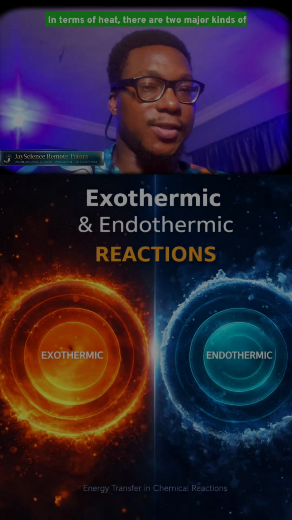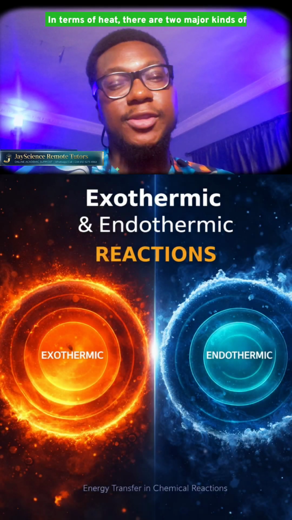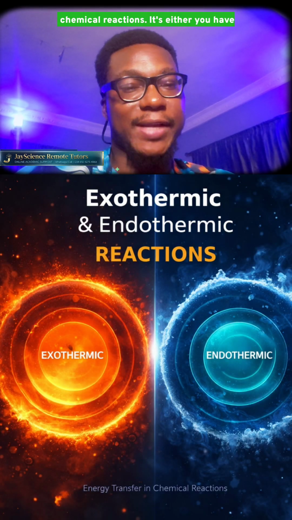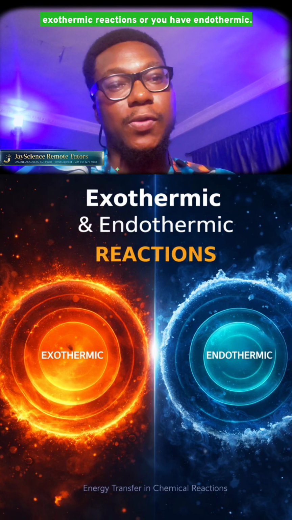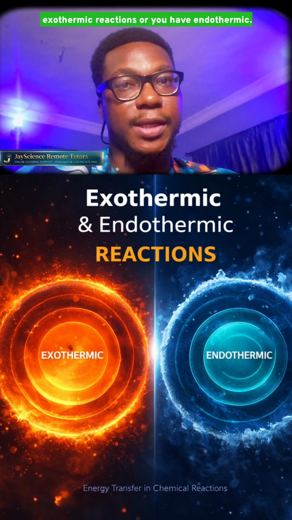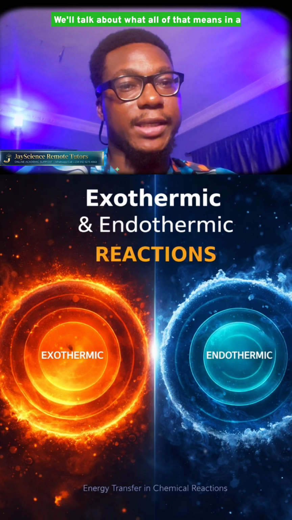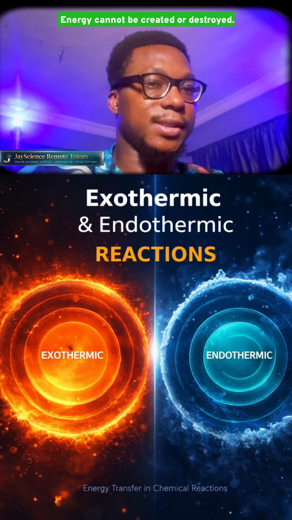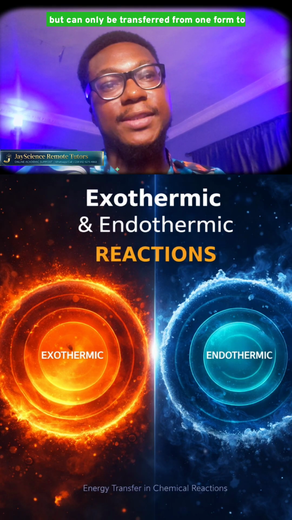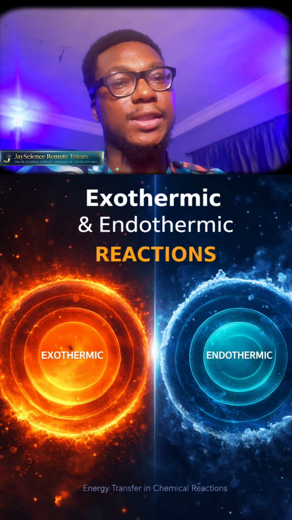In terms of heat, there are two major kinds of chemical reaction. It's either you have exothermic reactions or you have endothermic. We'll talk about what all of that means in a second. Energy cannot be created or destroyed, but can only be transferred from one form to another.